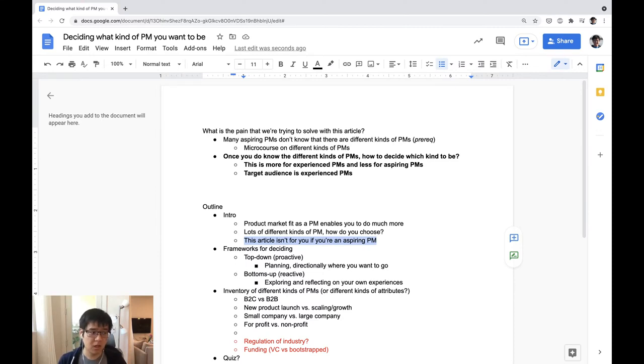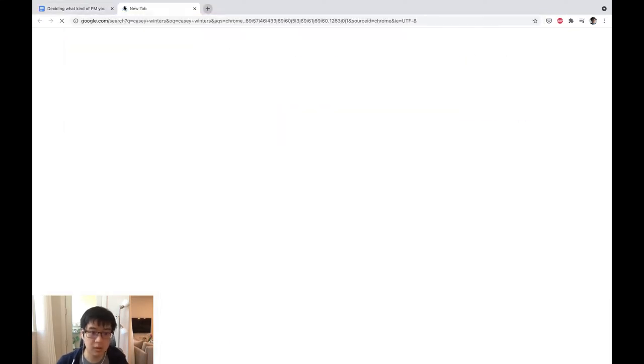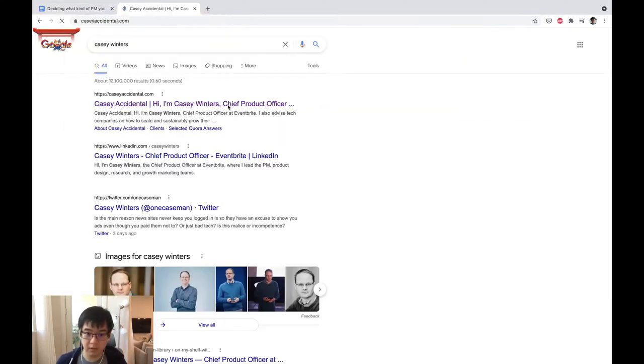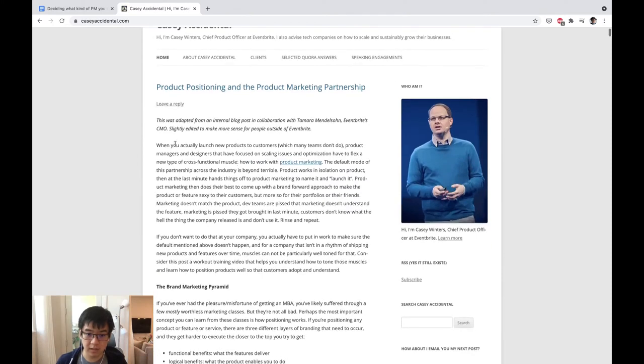As an example, Casey Winters is currently the head of product at Eventbrite, right? And he makes it very clear when he's writing that this is not for aspiring PMs, right? Like when you launch products to customers, this basically automatically filters out everyone who is not yet a product manager. And so now you know that, okay, Casey writes about experienced product management. He writes for more leadership level folks. And so this is really, really helpful, right?